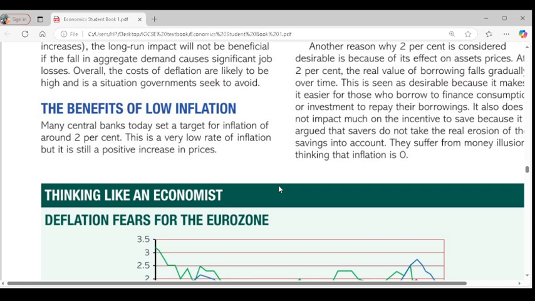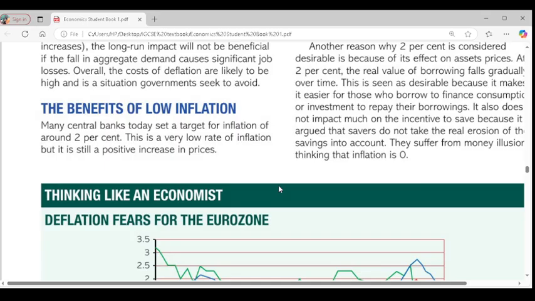The central bank of many countries will target inflation around 2%. This is a very low rate of inflation, but it is still positive because prices are increasing. Firms have to make profit, yes or no? Yes, sir. And without inflating prices, there's no profit. And profit is an incentive to start up a business.